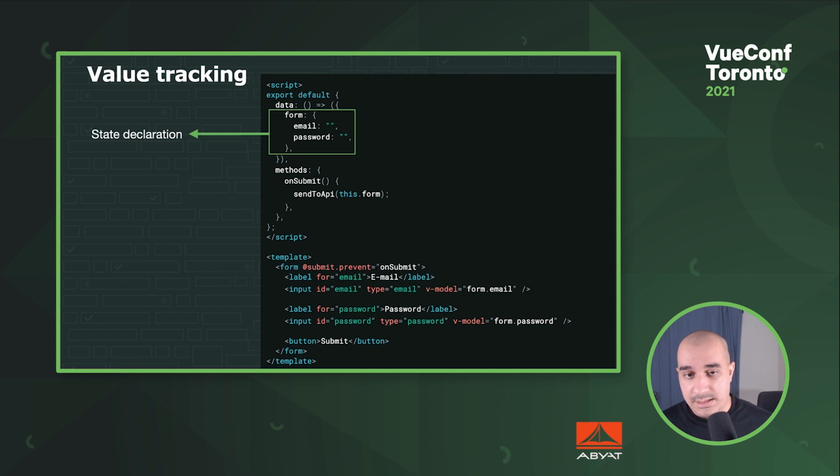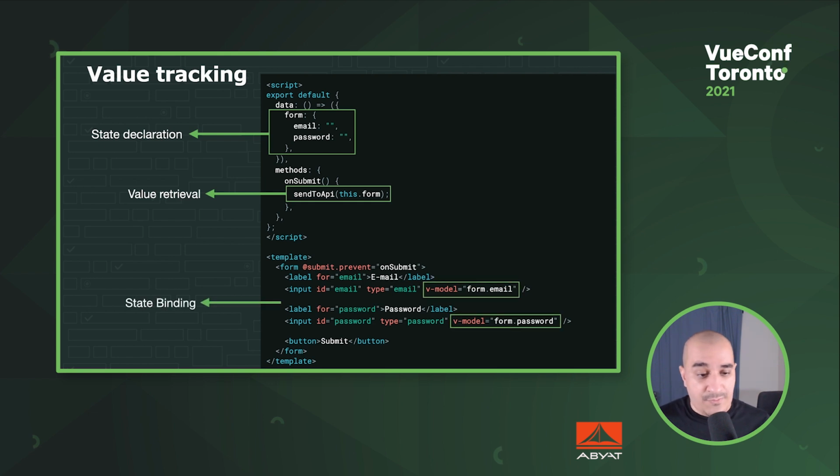First, you have the state declaration. So you declare what your form will contain, right? It can be string values, it can be whatever you want. You also have this part, which is the consumption or the retrieval of these values. So right here, we send it to an imaginary API and we grab the values using the Vue instance accessor, this.form. Then you have the last step of binding these values that you just declared into their appropriate inputs.